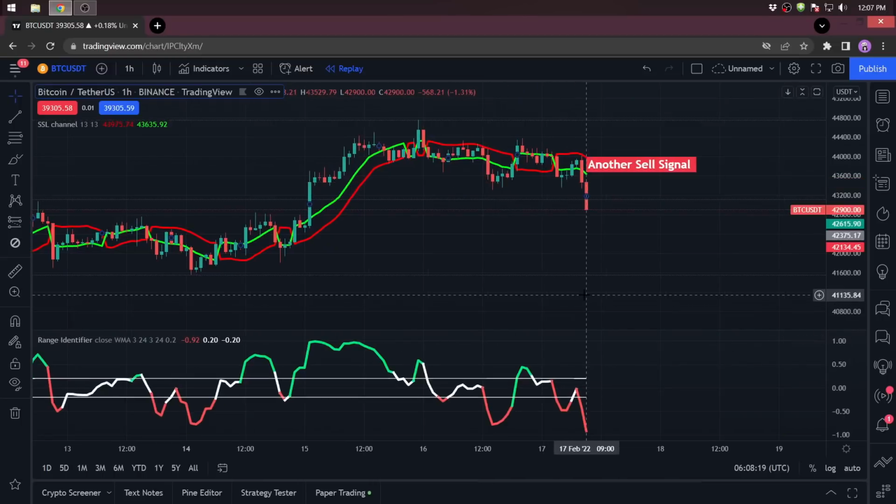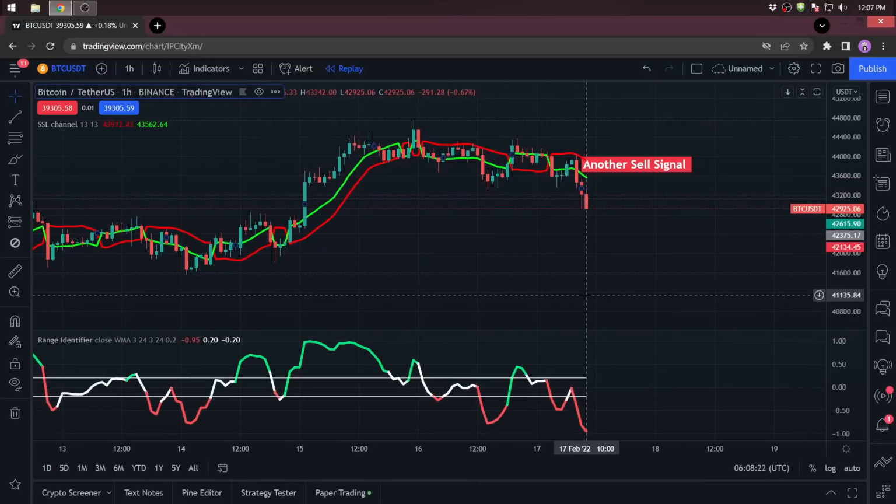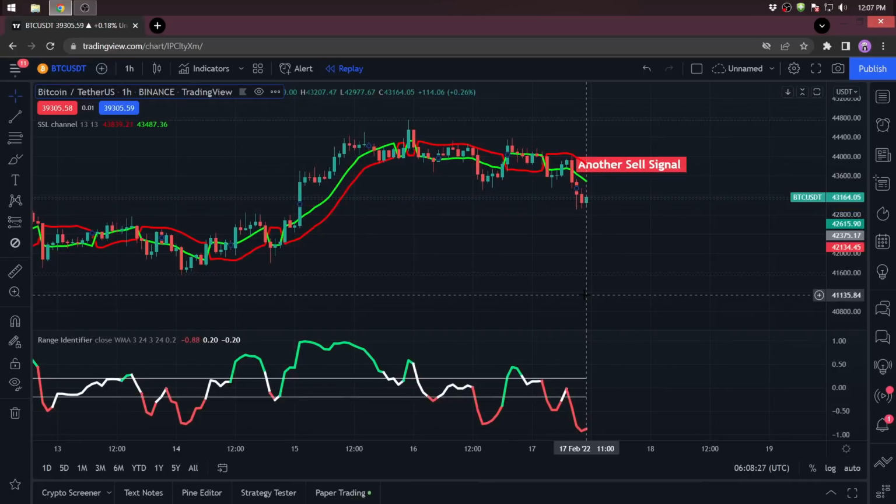In this chart you can see another sell signal, and I hope you understand how you can trade with this powerful indicator and get rid of false signals.